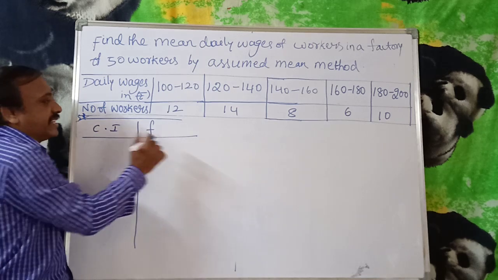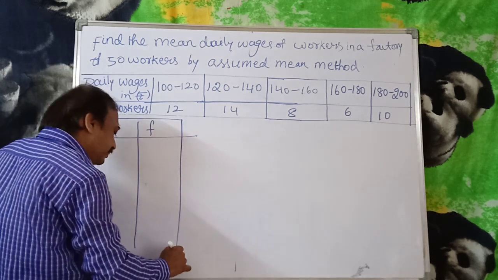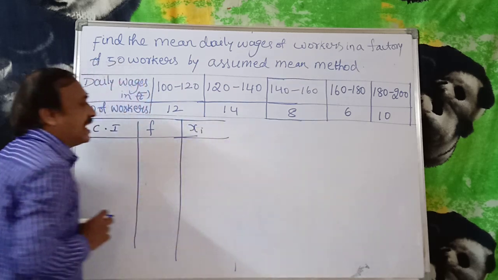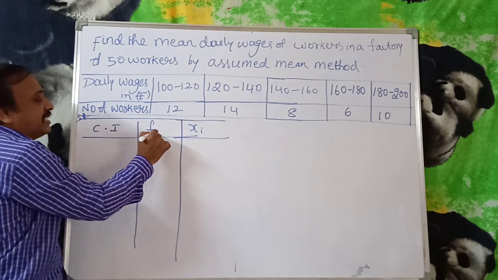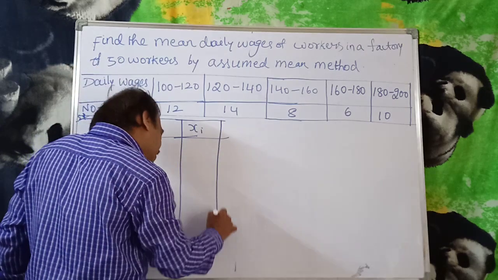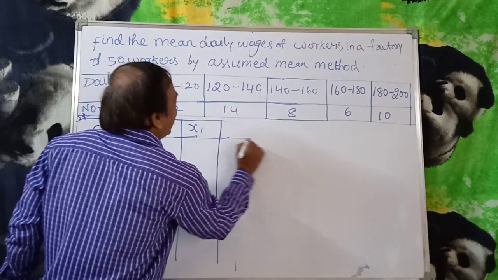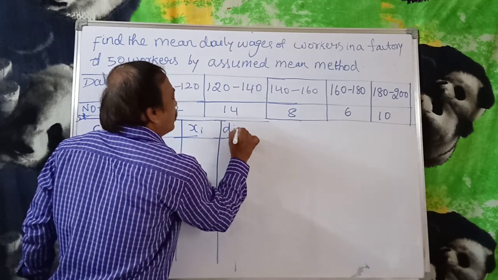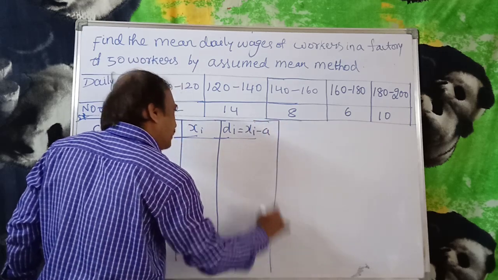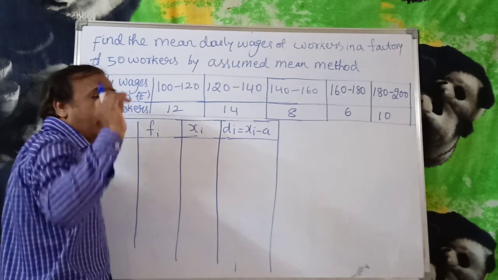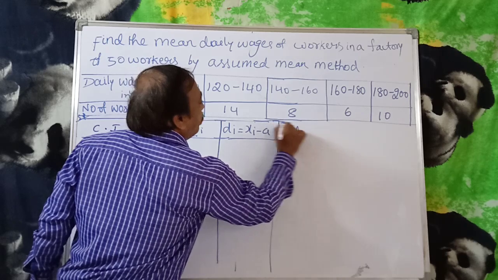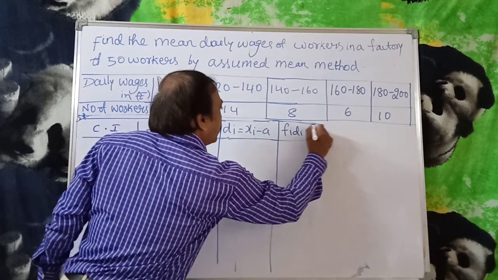Class intervals, frequencies. Next part is xi. Xi means the mid value, the class mark. This is fi, frequencies, xi. The next column is di. Di is equal to xi minus a. Next, in the formula we have fi into di, fi di. Observe it.